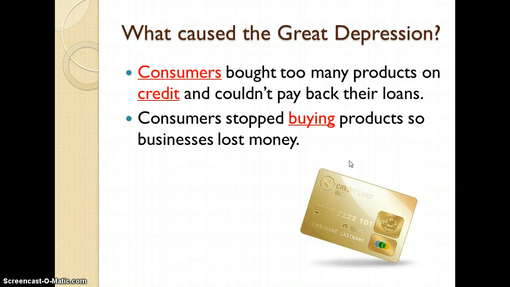Also, consumers bought too many products on credit. They couldn't pay back their loans. Okay? So basically what happens is they have so much credit they can't buy more stuff anymore, and they can't pay back the stuff that they promised they would pay for. So consumers stop buying products, so businesses lose money. Businesses have already started overproducing, as we went over on the last slide, and now consumers are having a harder time buying stuff because they're using too much credit and they can't pay for it.